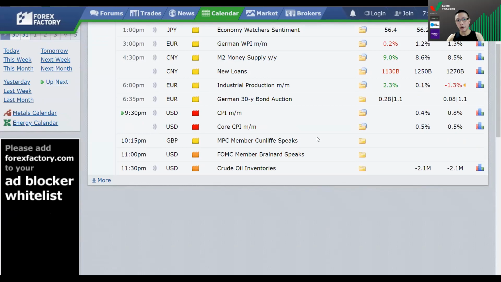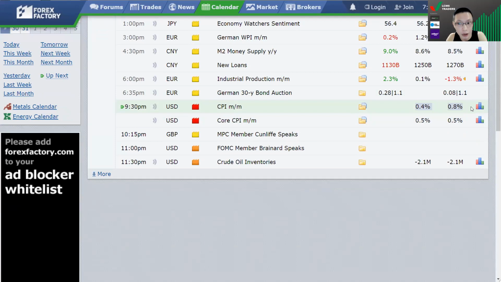Like I mentioned, on Forex Factory we usually only get to see month-on-month data for the US CPI. Previous was 0.8 for headline, and this time it's 0.4. For core, previous was 0.5, and this time they're expecting 0.5 as well. To be honest, I won't be paying too much attention to the monthly data.